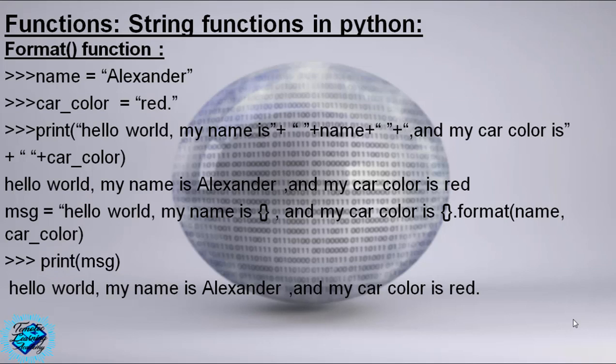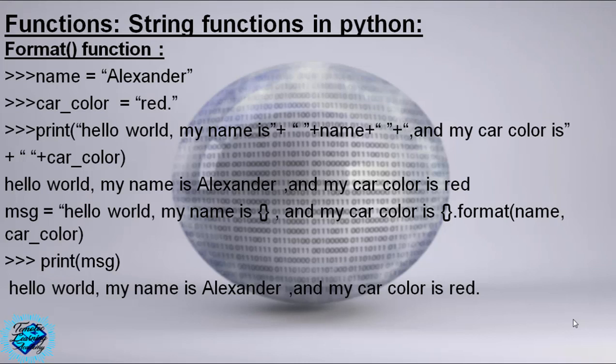name = "Alexander", between two double quotes. Then msg = "Hello world, my name is " + name + " " + "my car color is " + car_color. This results in: my name is Alexander and my car is red.